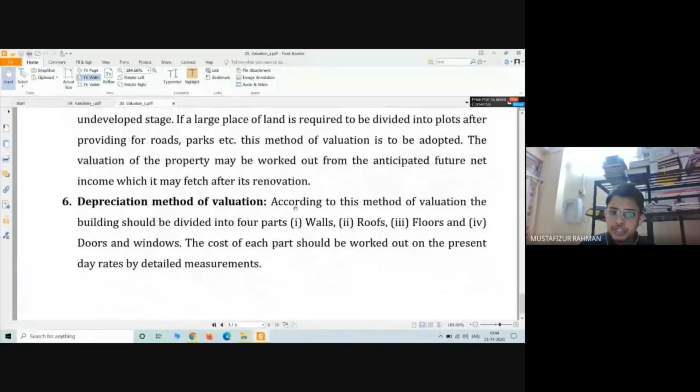Then depreciation. In this depreciation method of valuation, again, this is a detailed method. We will go into all the parts: walls, roofs, floors, doors, and windows. We will work out how they have depreciated. Are they in proper condition or not? So we will find out their depreciation individually, and we will find out the total depreciation.